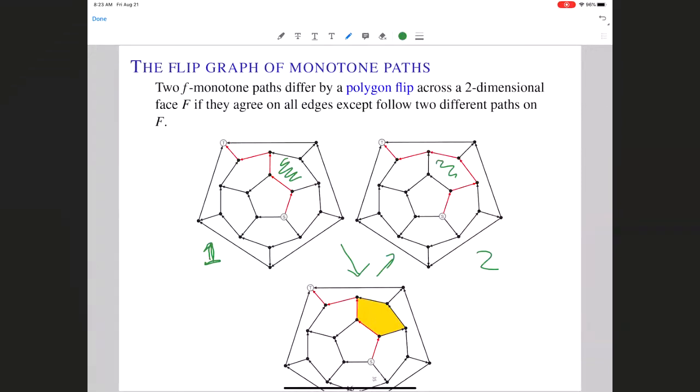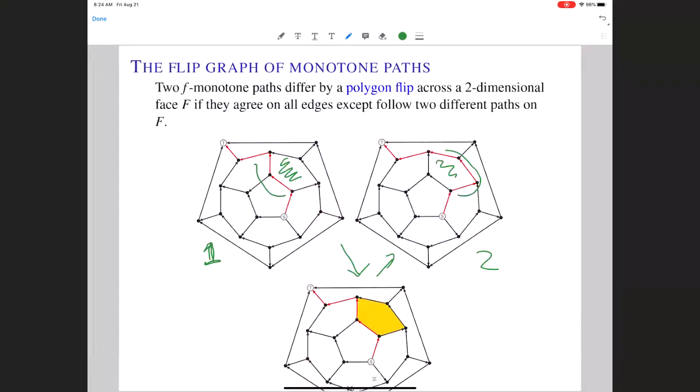So what I can do, I define as a flip, is in the yellow polygon, you see that the path number one goes on top, right? And in the other path, it goes on the bottom, right? It goes like this. So you have a choice. You have two choices to select which one to go.